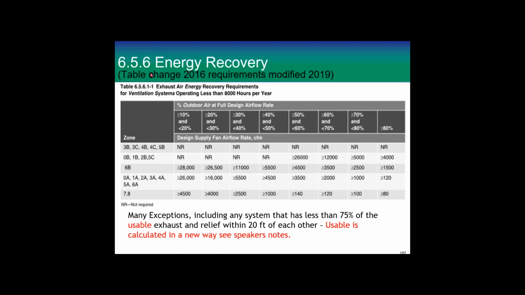So what we require is based on climate zones, the percent outside air at full design flow rate, and these are the percentages, from 10 to 20, and then this is the actual supply CFM. If you're in one of the warmer and warmer humid climates, it's greater than 16,000 CFM of supply. This is per system, so this is one of your air handlers, and you've got 20 to 30% outside air. You would need to have heat recovery.